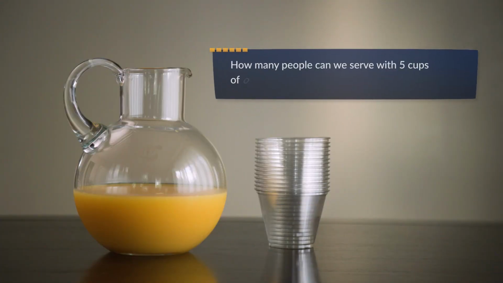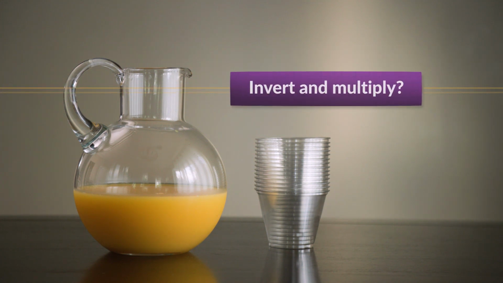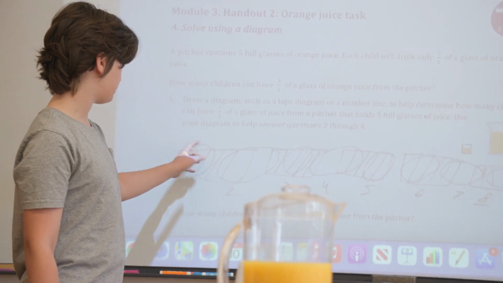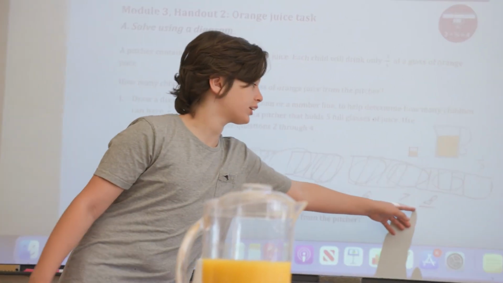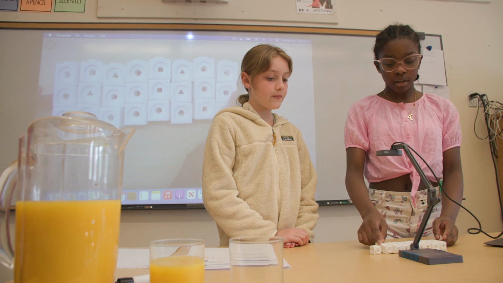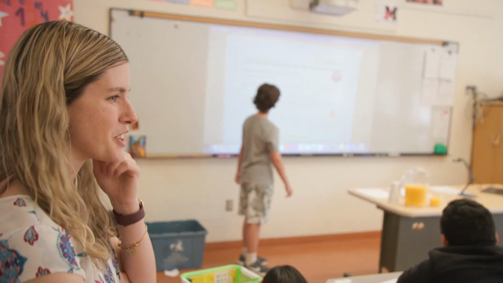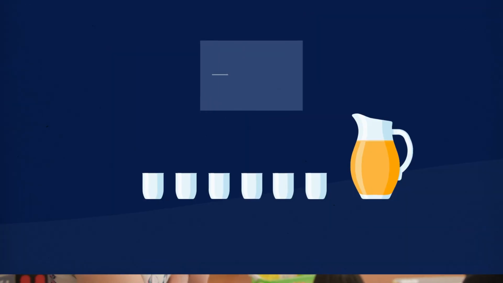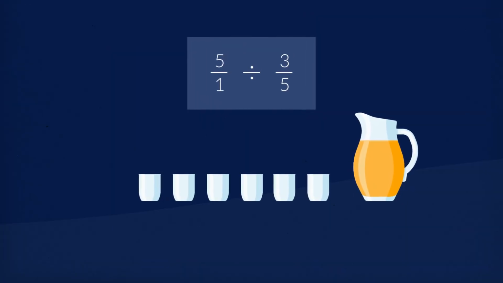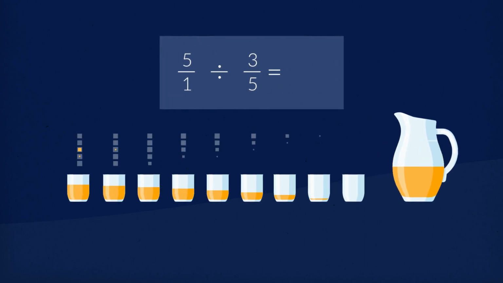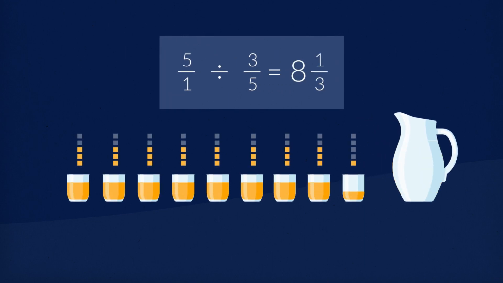For example, with a problem that asks, how many people can we serve with 5 cups of orange juice if we give each person 3/5 of a cup? Instead of saying, oh, well, invert and multiply, students with a conceptual understanding of this problem can depict the situation visually, and they can describe the different fractions involved at each step of the problem. They can also judge the reasonableness of their solution, understanding that even though they're dividing, they'll actually be able to serve more than 5 people, because they're giving each person only a fraction of a cup.